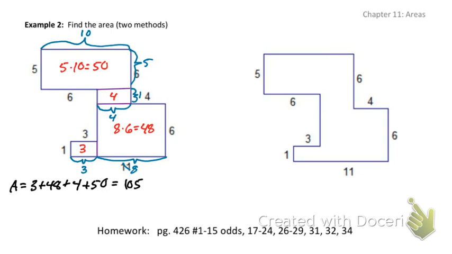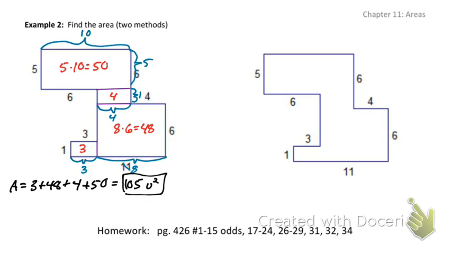They don't really give me units, so I guess we could put units squared. You could put centimeters squared. You could have just put 105 since I didn't give you any units as well. Okay, that's one method. One method is to divide it up into little rectangles.